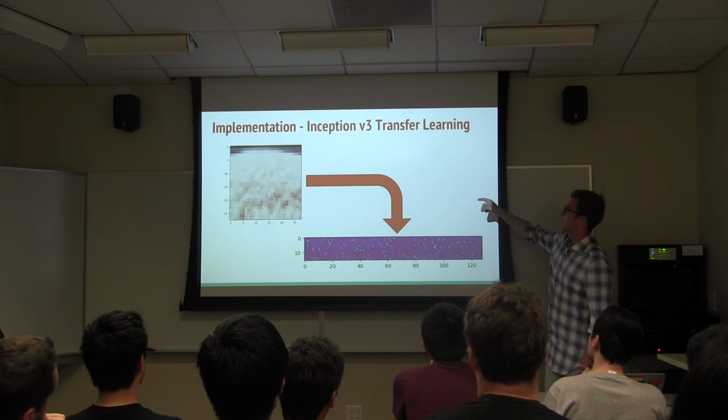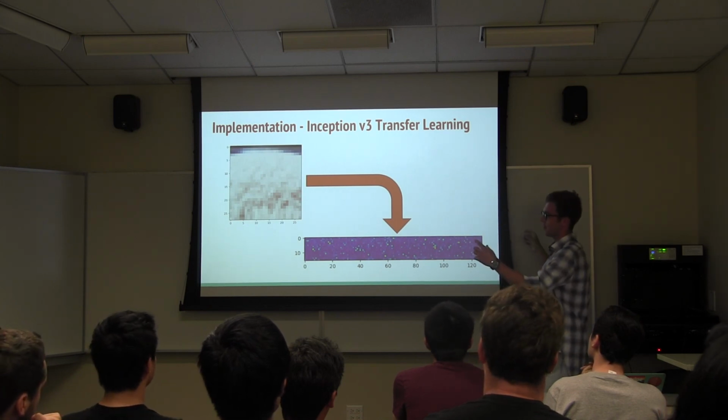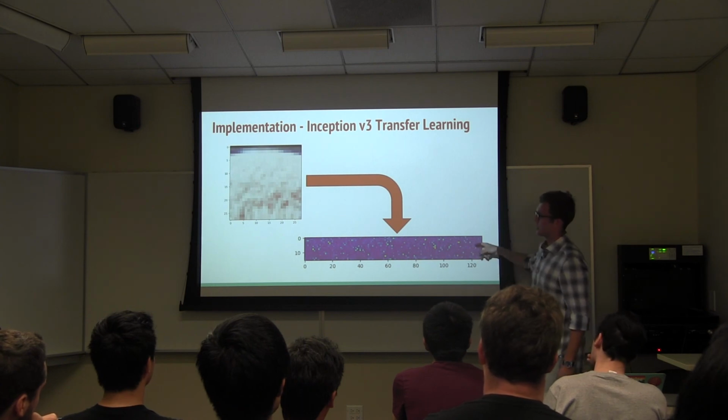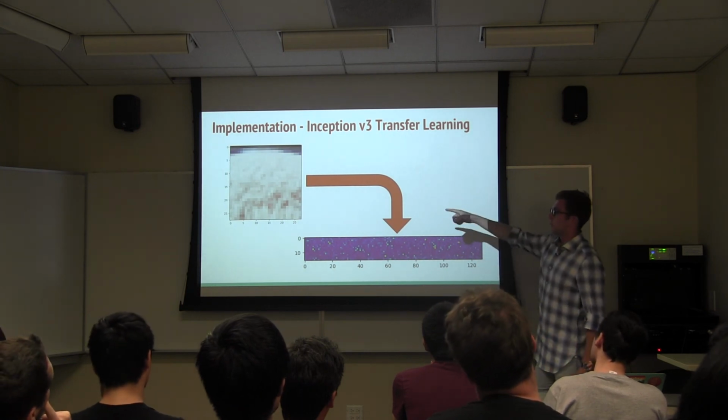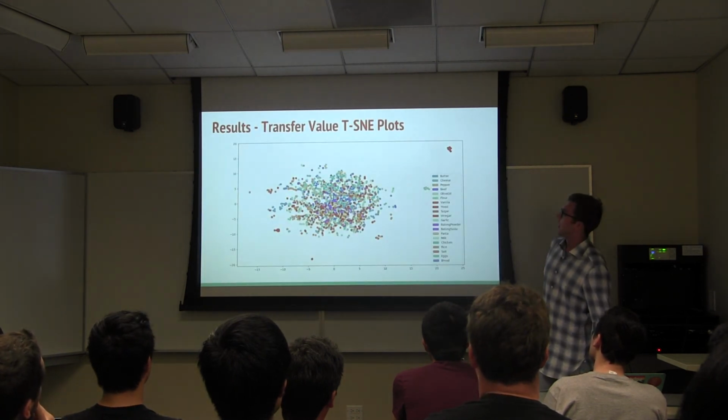So here's a good example. This is actually a 2048-dimension vector, and I've just reshaped it here so it could fit. That's an image of rice, and here's its associated Inception vector.